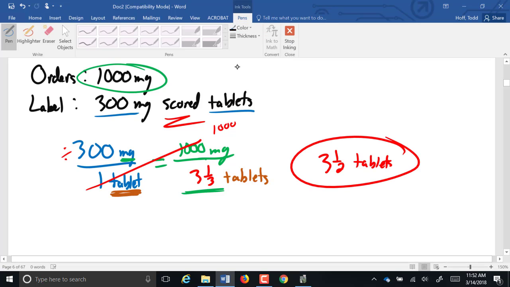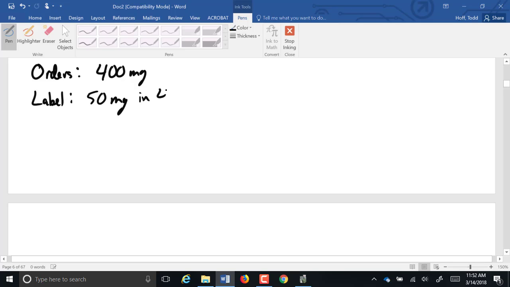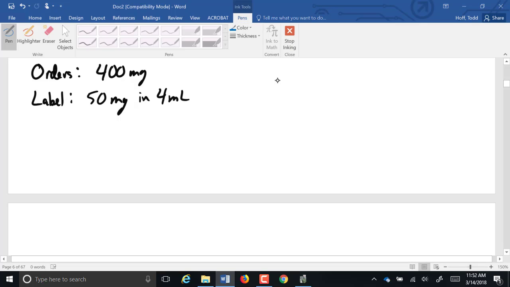Or we could have our second example up there. The doctor orders 400 milligrams of a medication, and our label says it is constituted at 50 milligrams in 4 milliliters. So again, we have our label information. 50 milligrams in 4 milliliters is a rate. So we set up that rate.